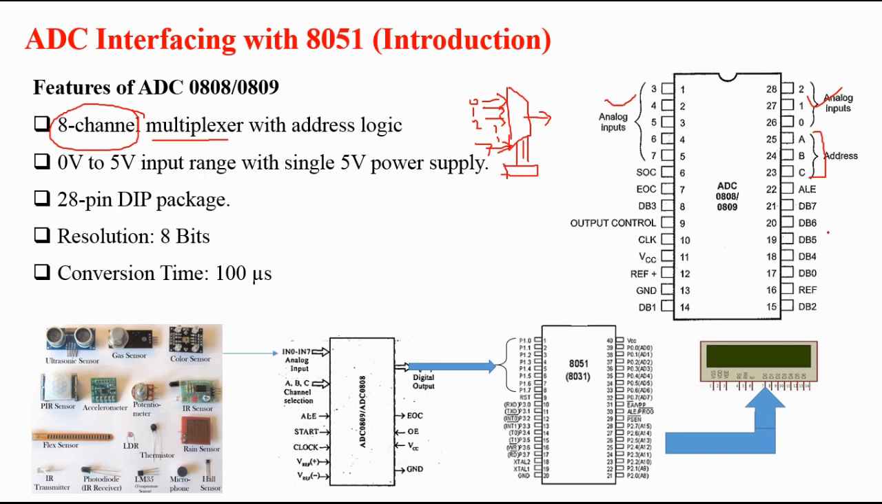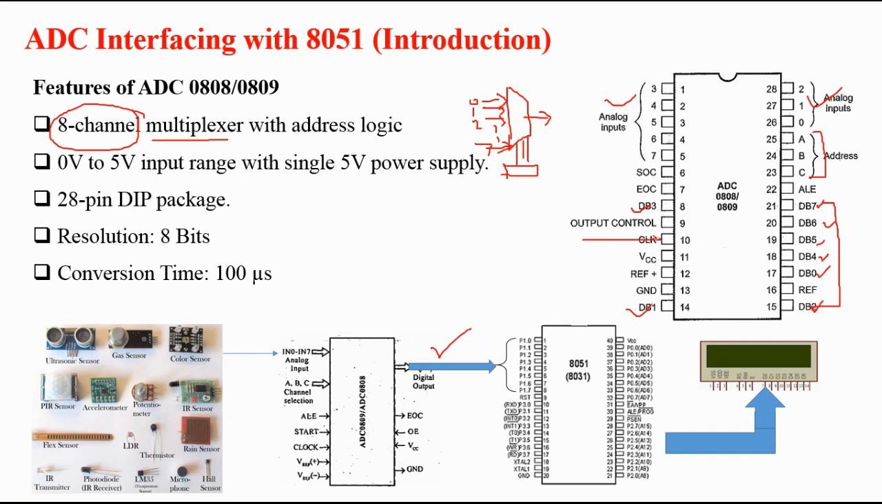Then the digital output is available on those pins. Those are the pins DB0, DB1, DB2, then DB3, then DB4, 5, 6 and 7. Those are the pins on which you will get the digital output.